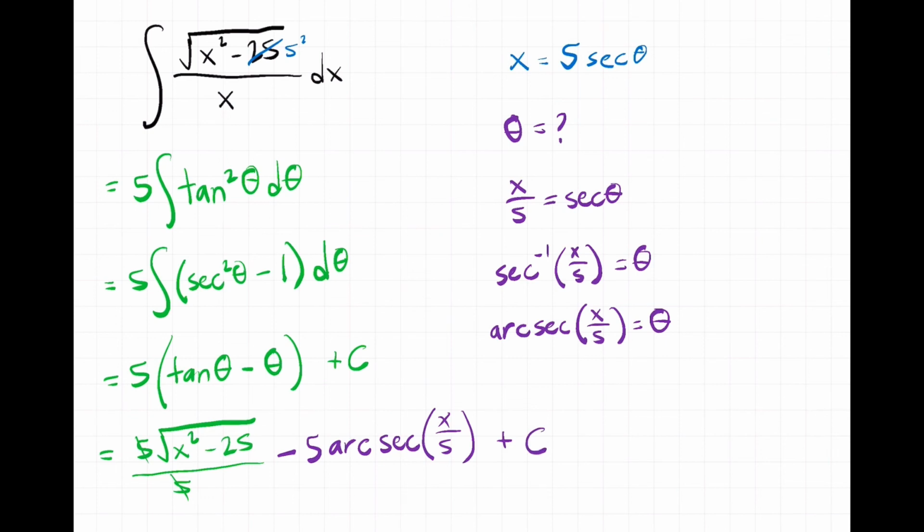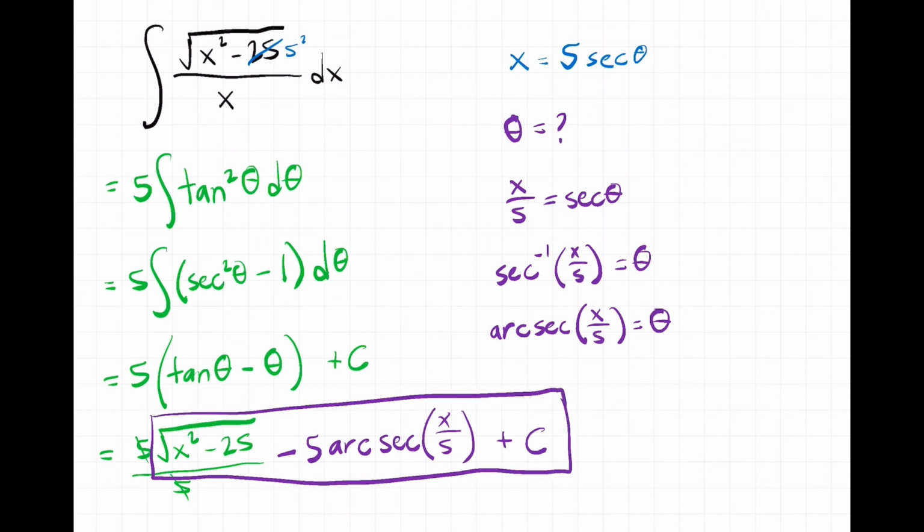Now, that 5 that's on the outside of the arcsecant and the 5 that the x is being divided by do not cancel, because you cannot bring the 5 inside the inverse trig function. It doesn't work that way. So don't be tempted to cancel those things. In fact, this is pretty much as simplified as we're going to get. So here is our solution right here. The square root of x squared minus 25 minus 5 times the inverse secant of x over 5 plus a constant.